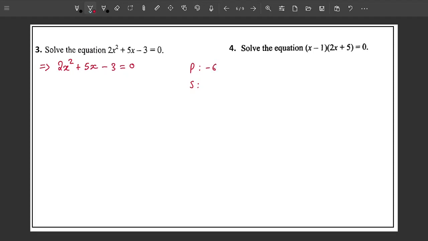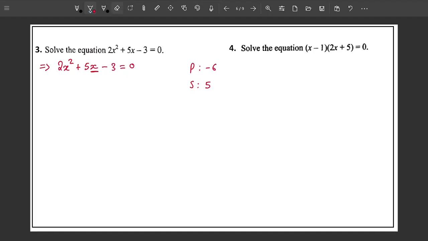Then the sum is the value you get after adding two numbers. In our equation, the sum is the coefficient of this x here. Its coefficient is this 5 here. So our sum is 5.